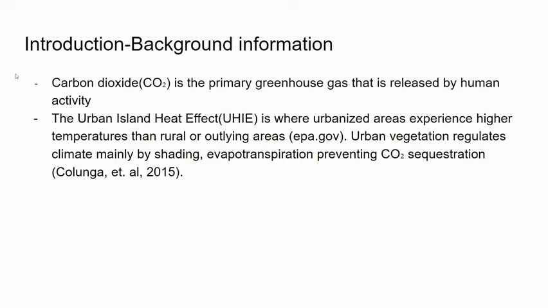So, for some background information before we start getting into our research, carbon dioxide, or CO2, is the primary greenhouse gas that is released by human activity. What we mean by human activity is air conditioners or the burning of fossil fuels. The other thing is the urban heat island effect, where urbanized areas experience a higher temperature than the rural or outlying areas. Urban vegetation regulates climate by the shading provided by the leaves, and it prevents carbon dioxide from releasing in the air through photosynthesis.